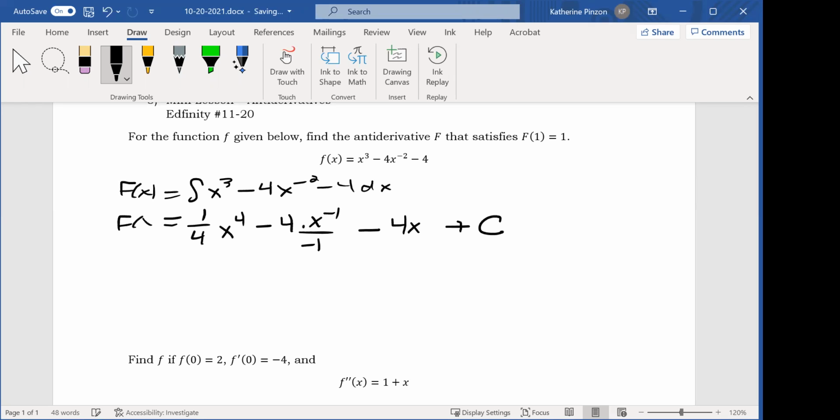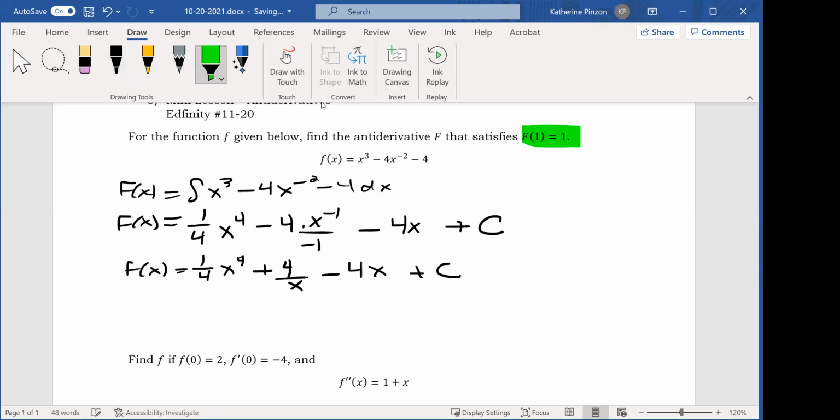Okay, so this is my function f of x. I'm going to simplify it a little bit. 1/4 x to the 4th, minus minus makes plus 4 over x, because x to the negative 1 is like x in the denominator, minus 4x plus c. Now I'm going to use this piece of information they gave me, this initial value, to determine what c has to be. Okay, so this says when you plug in 1 for x, it should spit out 1. So when you plug in 1 for all of these x's, your answer should be 1. The only thing you don't know is what is c going to be. So when you plug in 1 for x, you should spit out an answer of 1.